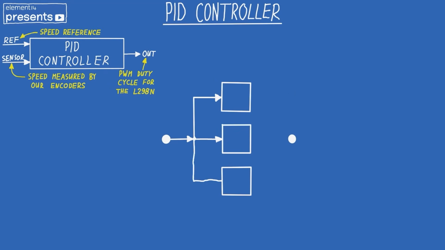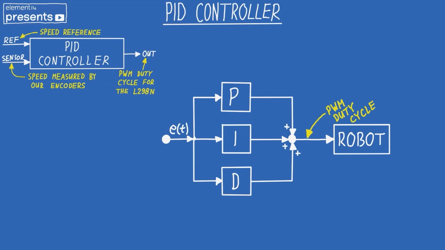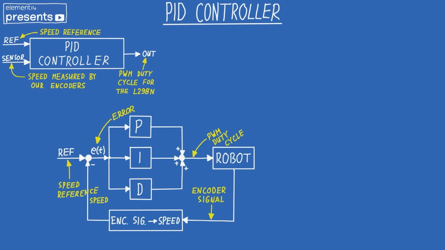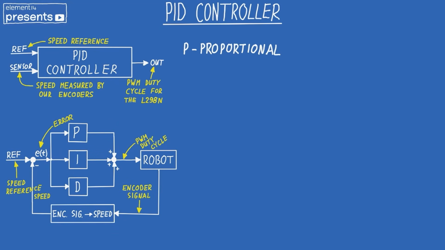But what's actually happening inside this black box? So here is the diagram of that. We have the three components P, I and D. We are summing them and getting them to the robot or to our actuator. We are reading the encoder signal, then in a piece of code we are converting that signal to the speed measurement, and then we're subtracting that speed from our reference, getting our error signal. The idea and the purpose of the PID controller is to actually minimize that error, ideally to have it at 0. Now let's take a look at each component of the PID controller.